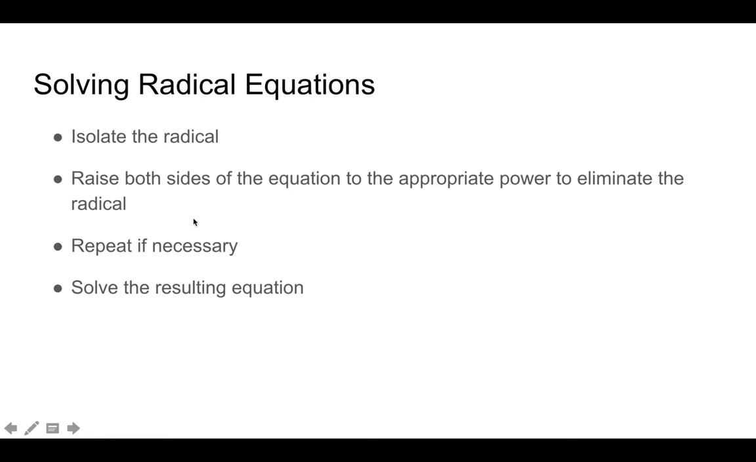So our procedure: get the radical by itself, raise both sides of the equation to whatever power you need to get rid of the radical. If it's a square root, square both sides. If it's a cube root, cube both sides, and so forth. Sometimes you'll have 2 or more radicals in your equation. You'll have to repeat this entire process. At the end, once you get rid of the radicals, you'll have either a linear or a quadratic equation, both of which you know how to solve. So you solve them, and then you check all your solutions.